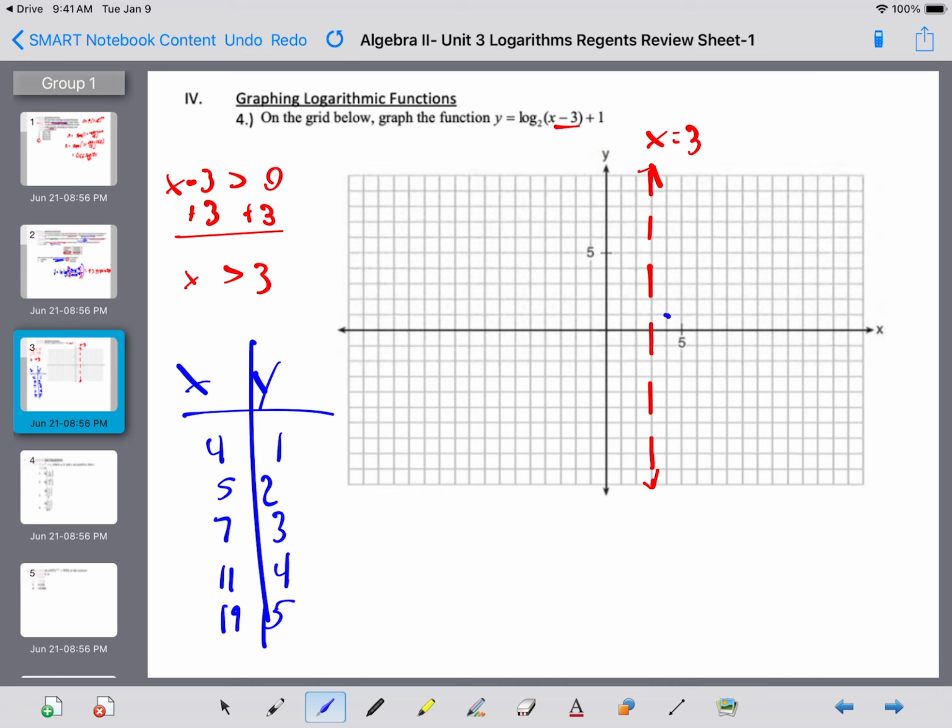(4, 1), (5, 2), (7, 3), (11, 4). Is 19 on here? Let's see. 16, 17. No, it's not. So, what I recommend doing, put a little arrow right there so you know that it doesn't actually reach 5 on this graph.